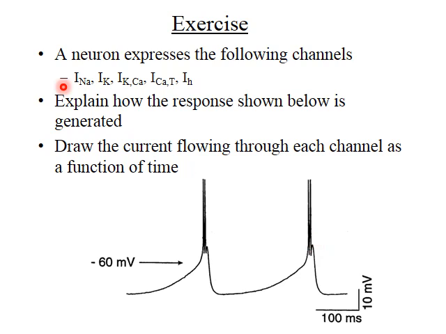So, given that these cells express these types of channels, I'd like you to think about how this type of behavior is generated by these voltage-gated channels. And then in addition, I'd like you to draw the current flowing through each of these types of channels as a function of time. So superimposed on this voltage trace, I'd like you to draw the currents going through each of the types of channels.